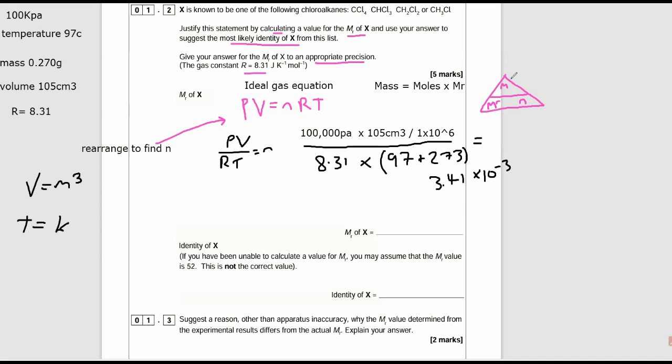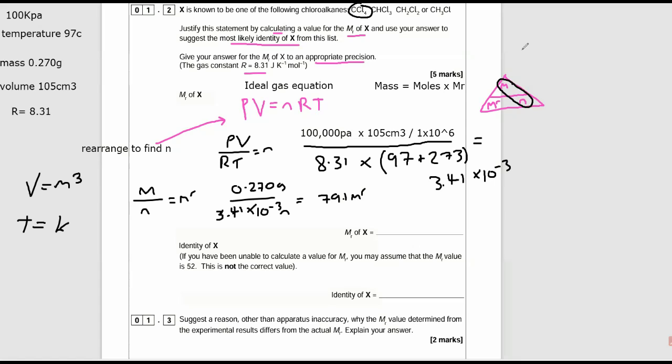And that's our moles. So we've now worked out the moles, and we now need to rearrange n equals m over Mr by doing mass divided by the moles we just calculated. So we'd have secured 3 marks up to this point. We now need to do the mass, which was 0.270, and divide that by the moles, which was 3.41 times 10 to the minus 3. And this is going to give us the Mr. And our Mr is 79.1. And so that is X.